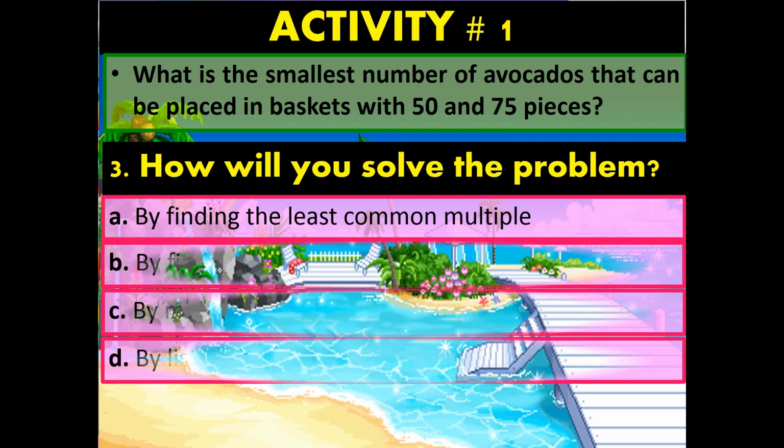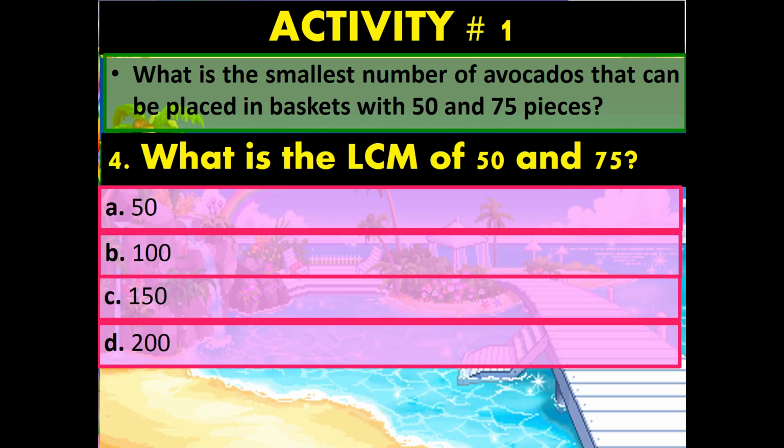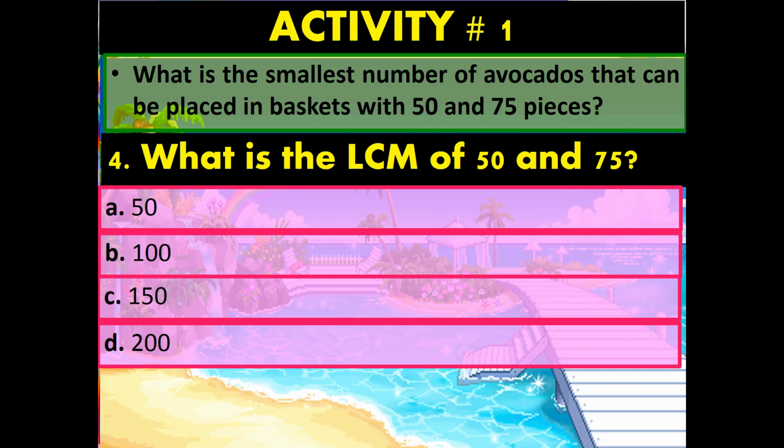We're now on question number 4. What is the LCM of 50 and 75? Is it A. 50, B. 100, or C. 150, and D. 200? Your timer starts now. Okay, the correct answer is letter C.